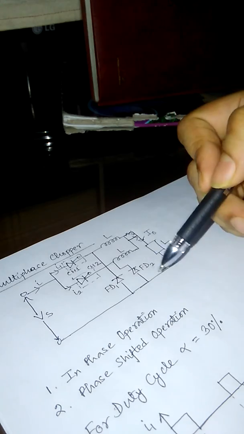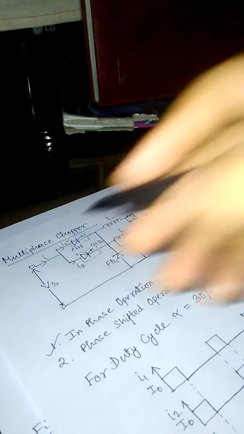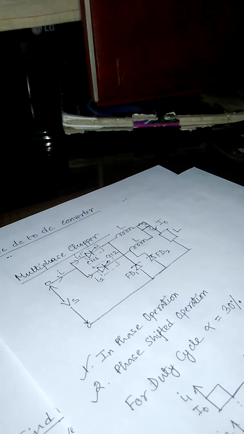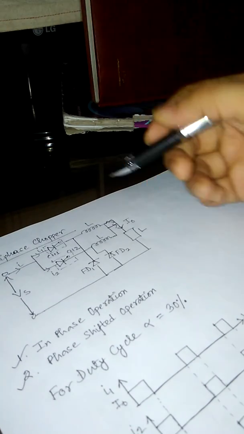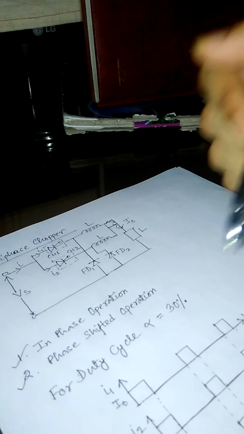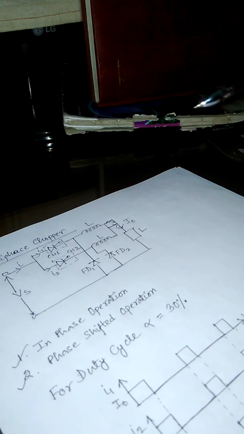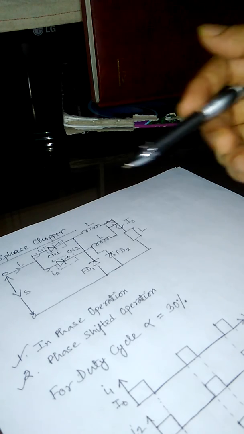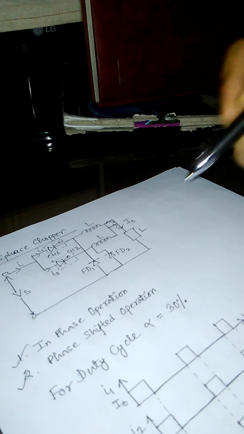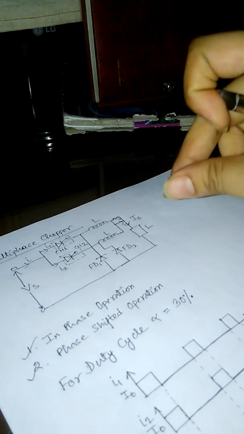Now, for multiphase chopper operations, there are two modes. One is in phase operation and another is phase shifted operation. So, what is in phase operation? In phase operation means the different choppers are working at the same instant, and in phase shifted operation, the different choppers will work at different instants of time. So in these two modes we can work with the multiphase chopper.